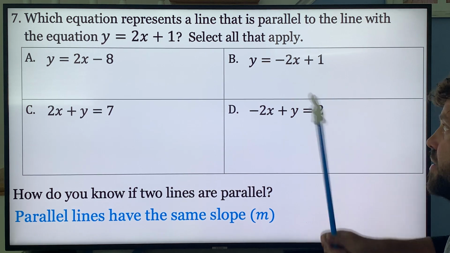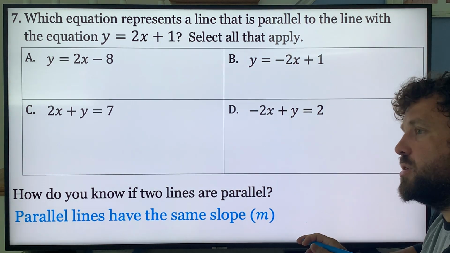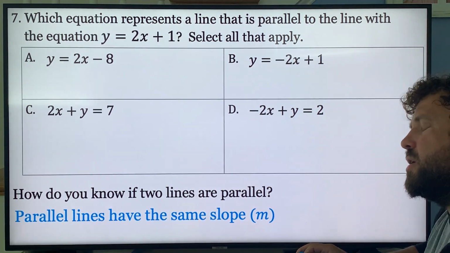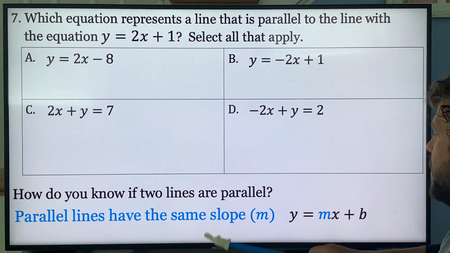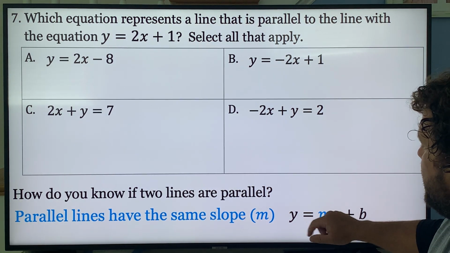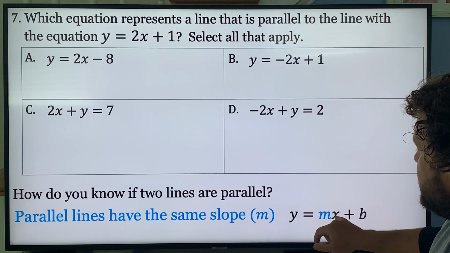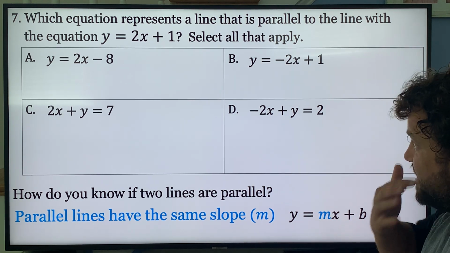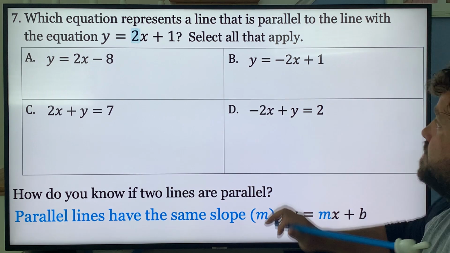Now, how do I find the slope in this equation? This is point-slope. This is slope-intercept. Slope-intercept: y equals mx plus b, where m is the slope. So whatever coefficient is next to the x is your slope, as long as y is by itself. So the slope here is 2.